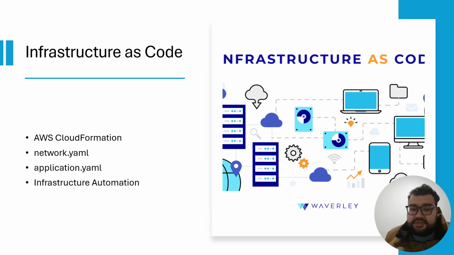Infrastructure as code was implemented using AWS CloudFormation templates. Separate templates were created for network infrastructure and application infrastructure deployment. This improved deployment consistency, automation, and repeatability, and reduced manual configuration errors.